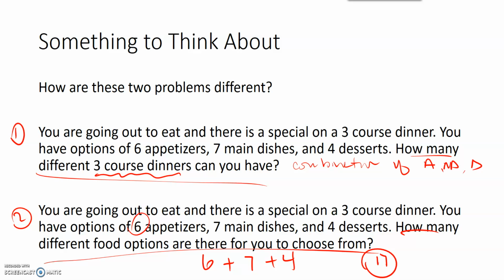Question 1 here, this is a fundamental counting principle problem. So I would have a 6, a 7, and a 4. Very similar setup to number 2, but instead of adding, I'm going to multiply them here on question 1. And 7 times 6 times 4 is 168. Okay, so it's really important that you read the question, because these two start out, the first 2 sentences, very similar, but that last question changes what we're looking for, and that's important to notice.